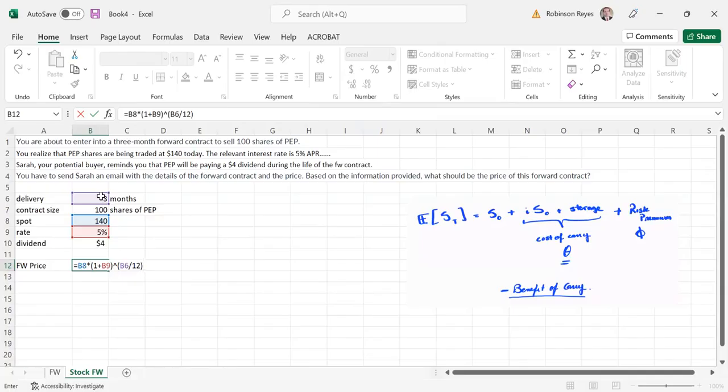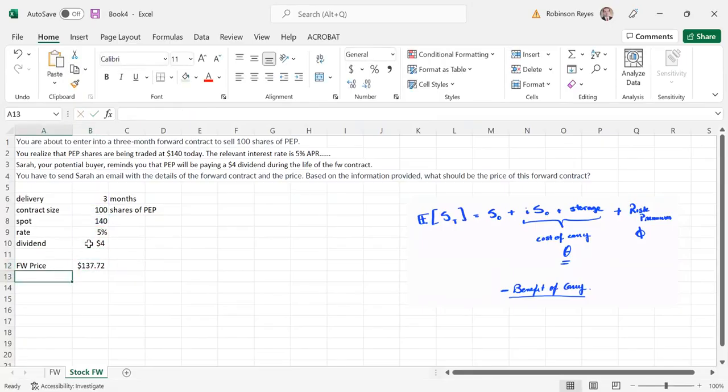So now we have accounted for the financial cost, right? And we do not have a storage cost, and the financial cost is therefore the same as the cost of carry. The risk premium is already included in the same rate. That 5% will include the risk premium in the case of stocks. And the only thing we have left to do is subtract this dividend here. There we go. Now that's the forward price for each stock, right?